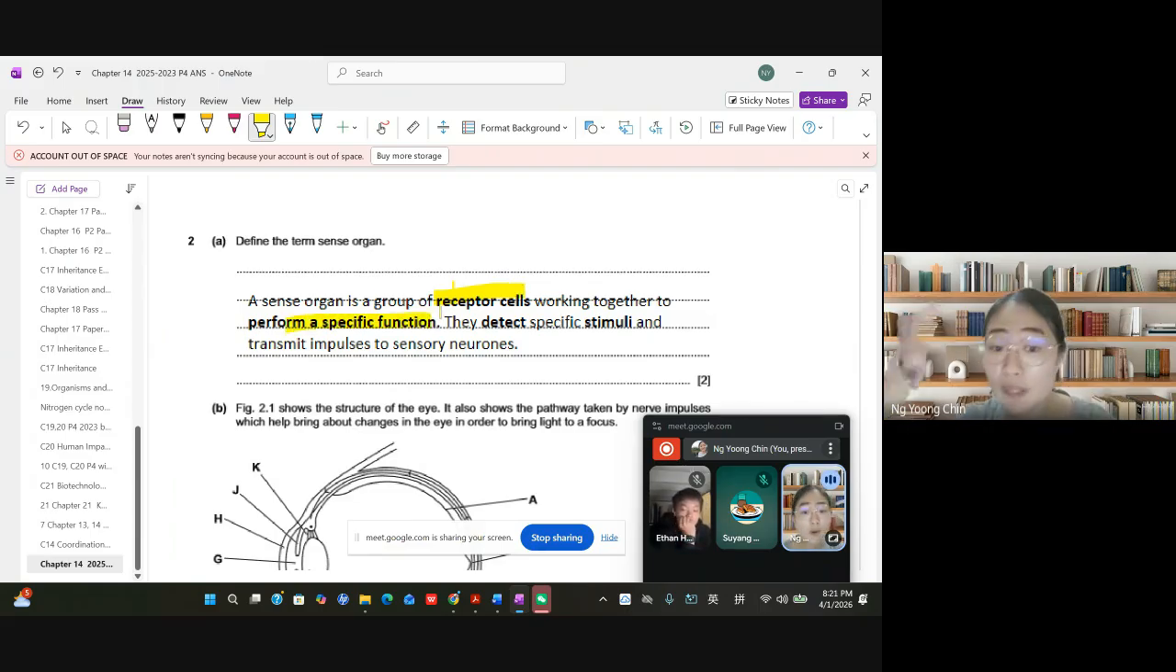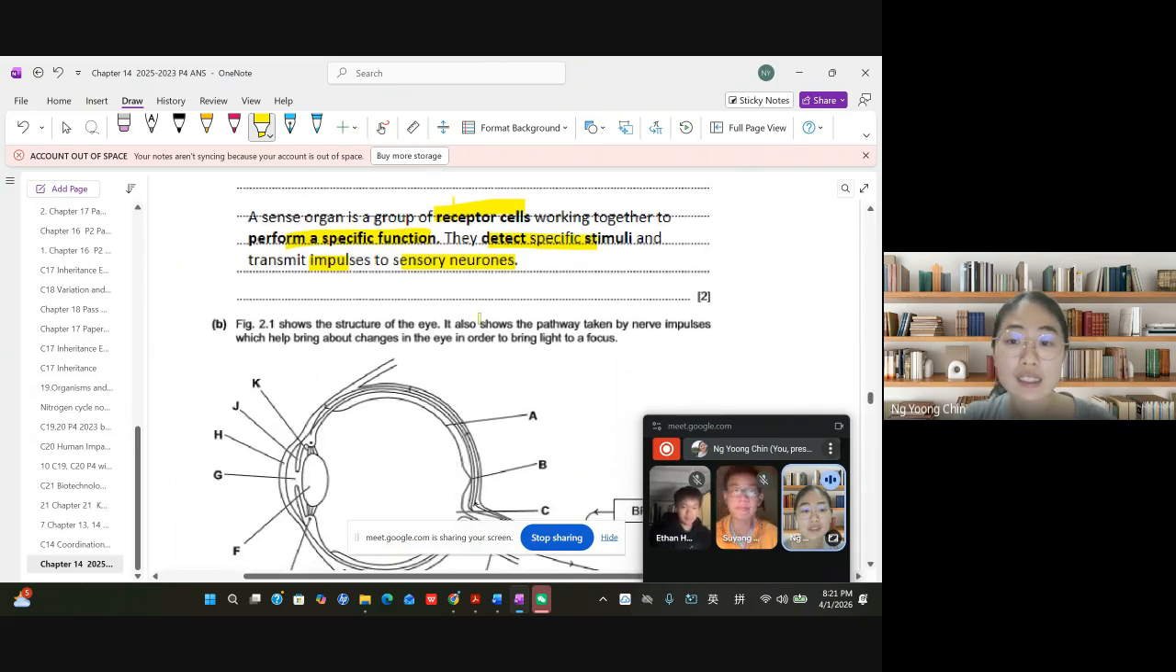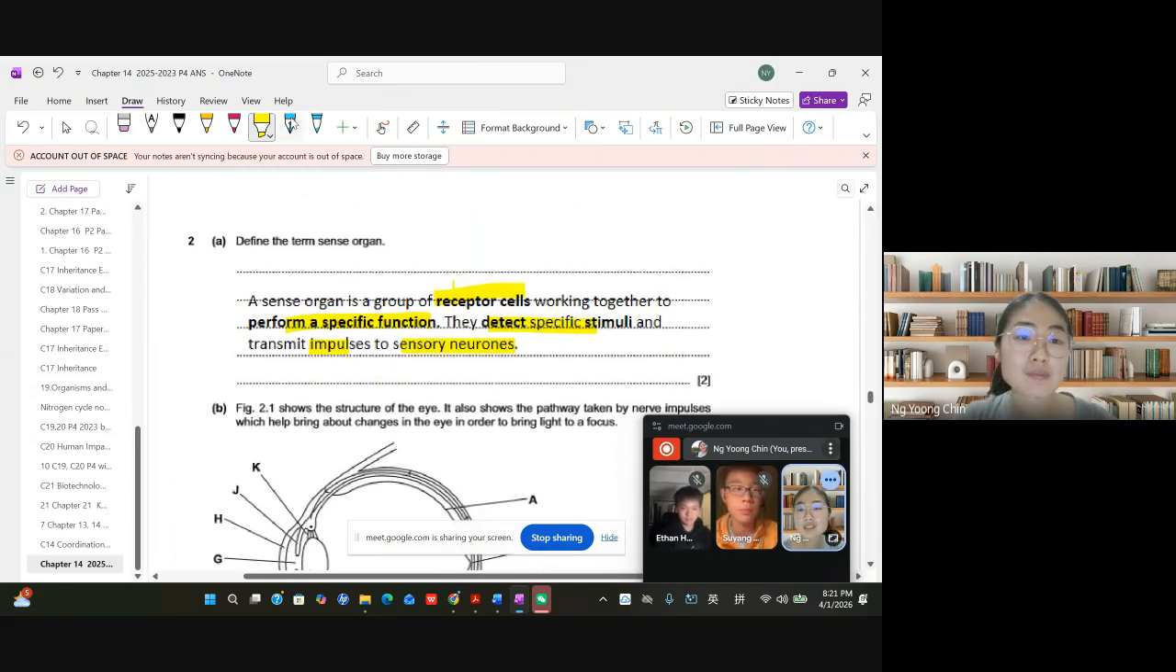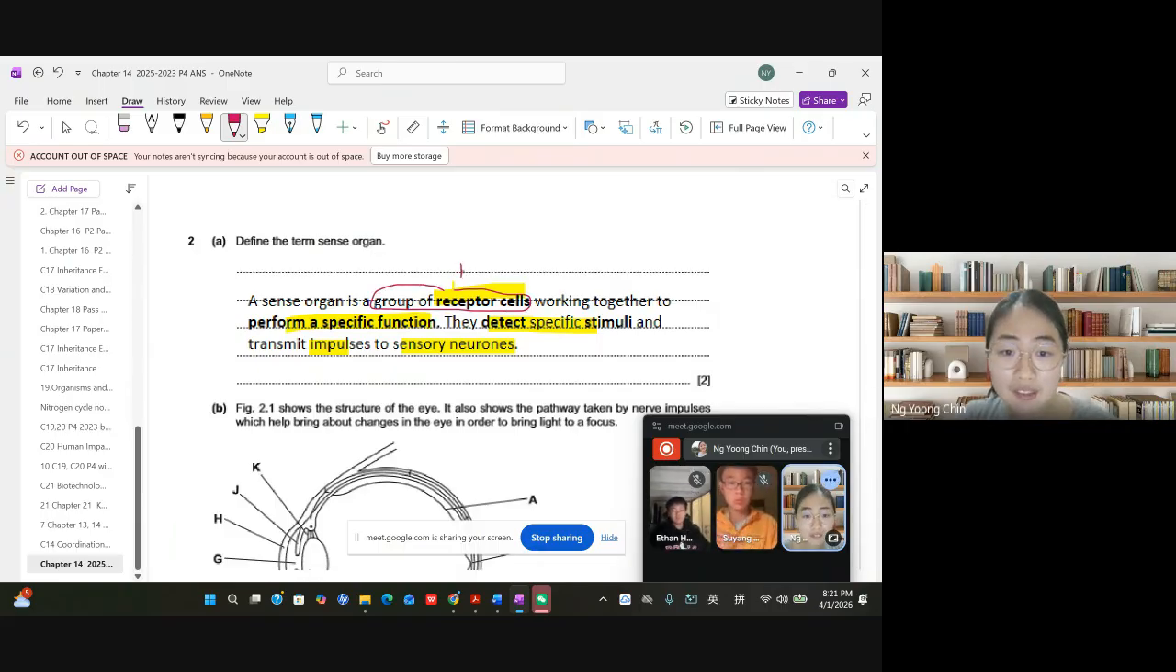Because it's an organ, right? Organs refer to a lot of tissues working together to perform a specific function. So they detect the specific stimuli and transmit impulses to the sensory neurons. So the sense organs: 2 marks. The marks will be given when you write group of receptor cells, and then detect specific stimuli. This is what they give to you.